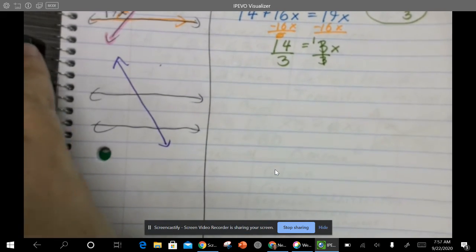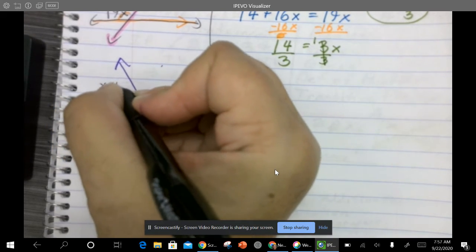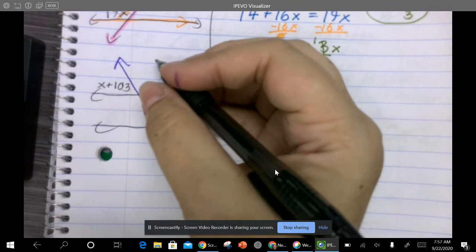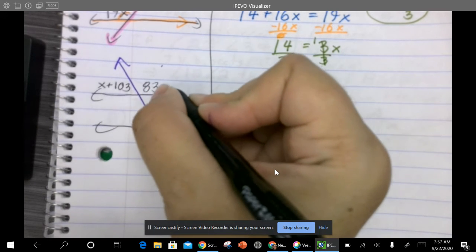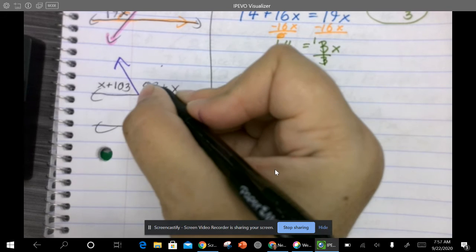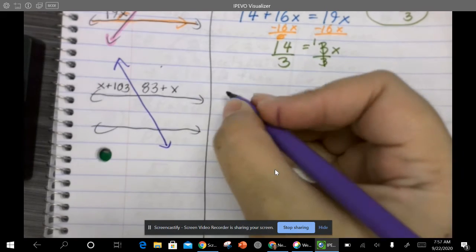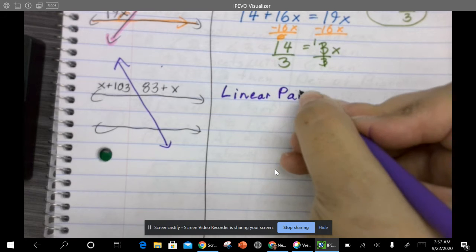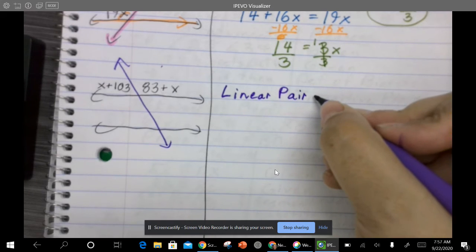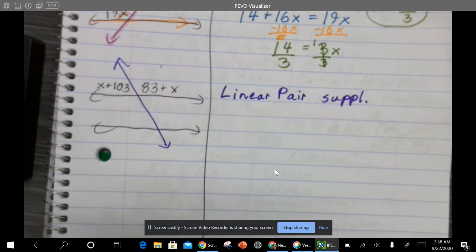Okay, so we have this one. So we're going to have x plus 103 equals 83 plus x. We want to know how they are related. So everybody, they are next to each other, so they are a linear pair and they are supplementary. Remember, we just talked about that in that proof.